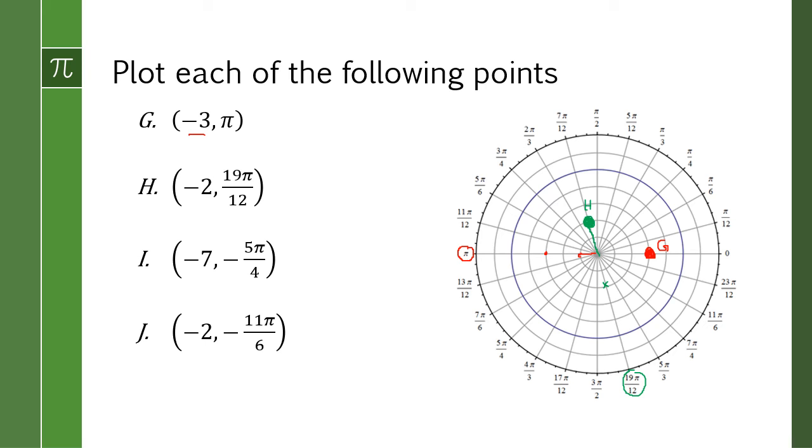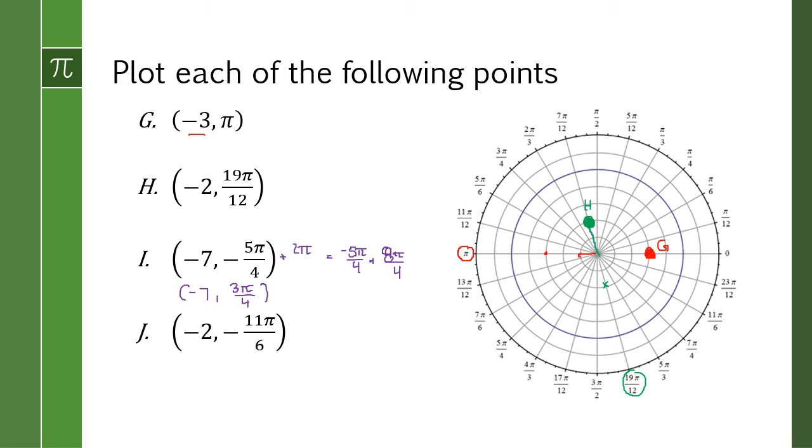Now points I and J, they are both negative. So if the angle is negative, we already learned what to do with that. You have to add 2 pi to it to get a positive angle. So negative 5 pi over 4 plus 2 pi is the same as negative 5 pi over 4 plus 4 pi over 4, 8 pi over 4. Multiplied by 2. So that's going to be equivalent to the point negative 7 comma 3 pi over 4.